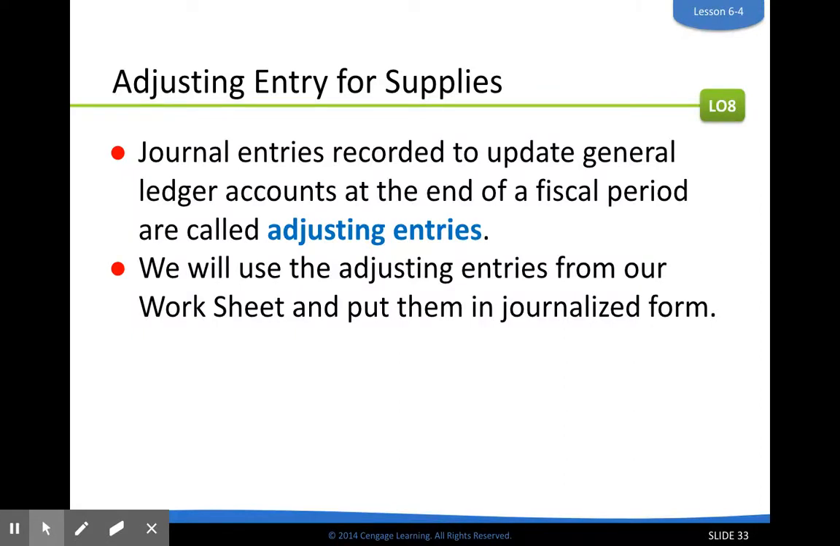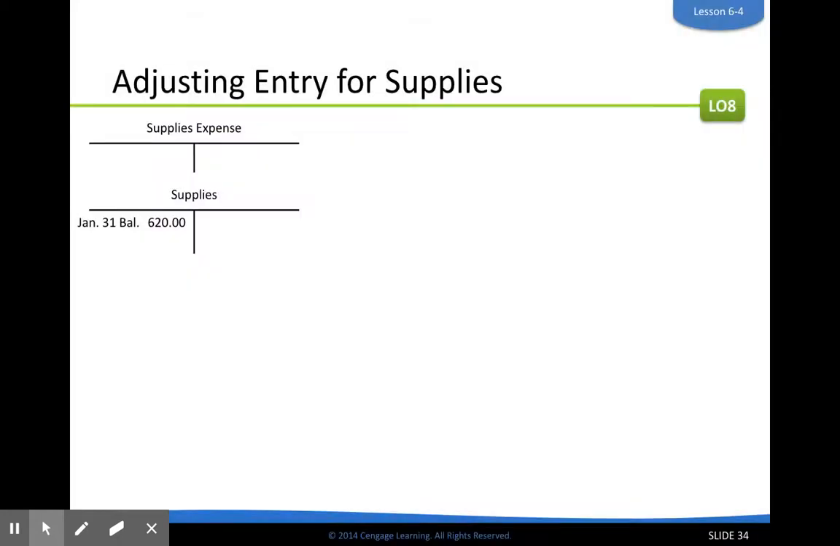So remember that adjusting entries are the journal entries recorded to update the general ledger accounts at the end of a fiscal period. We want to make sure that the supplies that we actually have in the supply closet is what we have reflected on our account form as well as the worksheet. So we're going to use the adjusting entries straight from the worksheet and just put them into a journalized form. So on your note guide, draw an arrow or label these as we go from our worksheet into our journal.